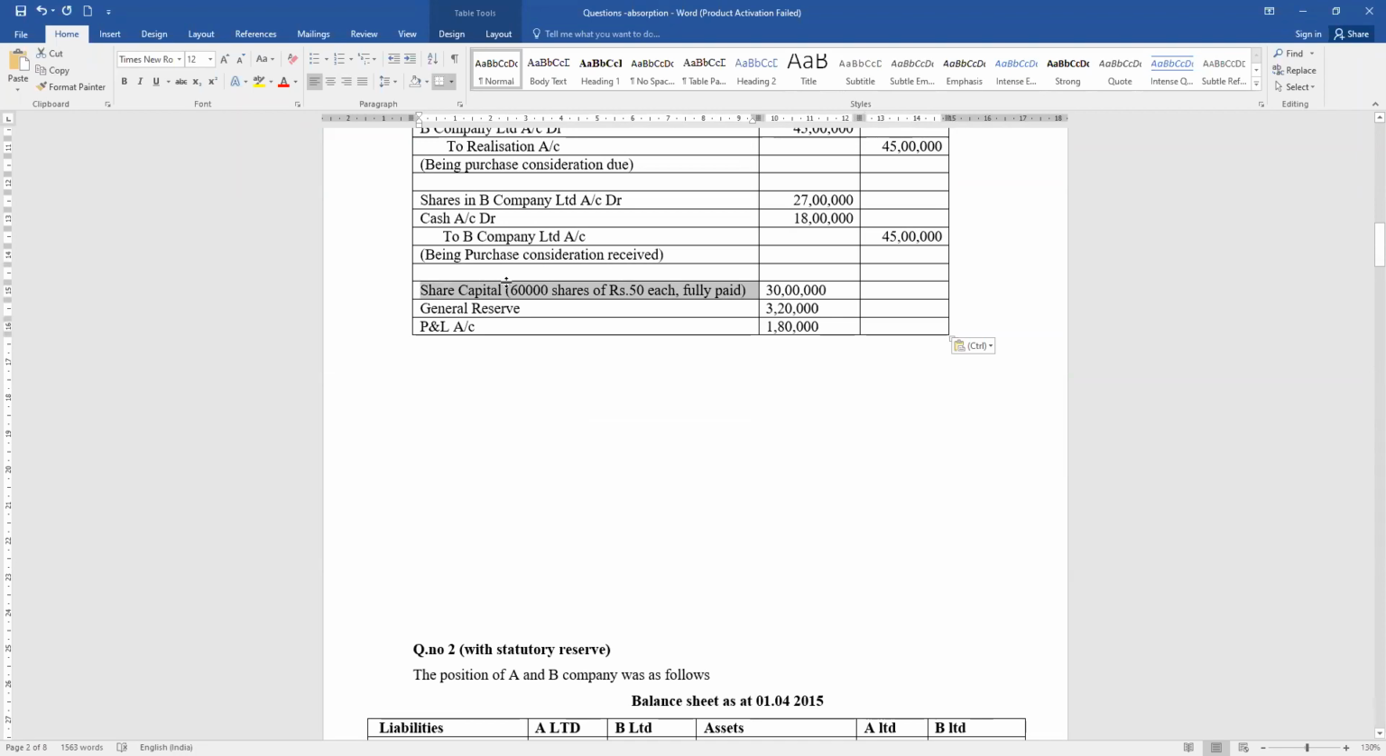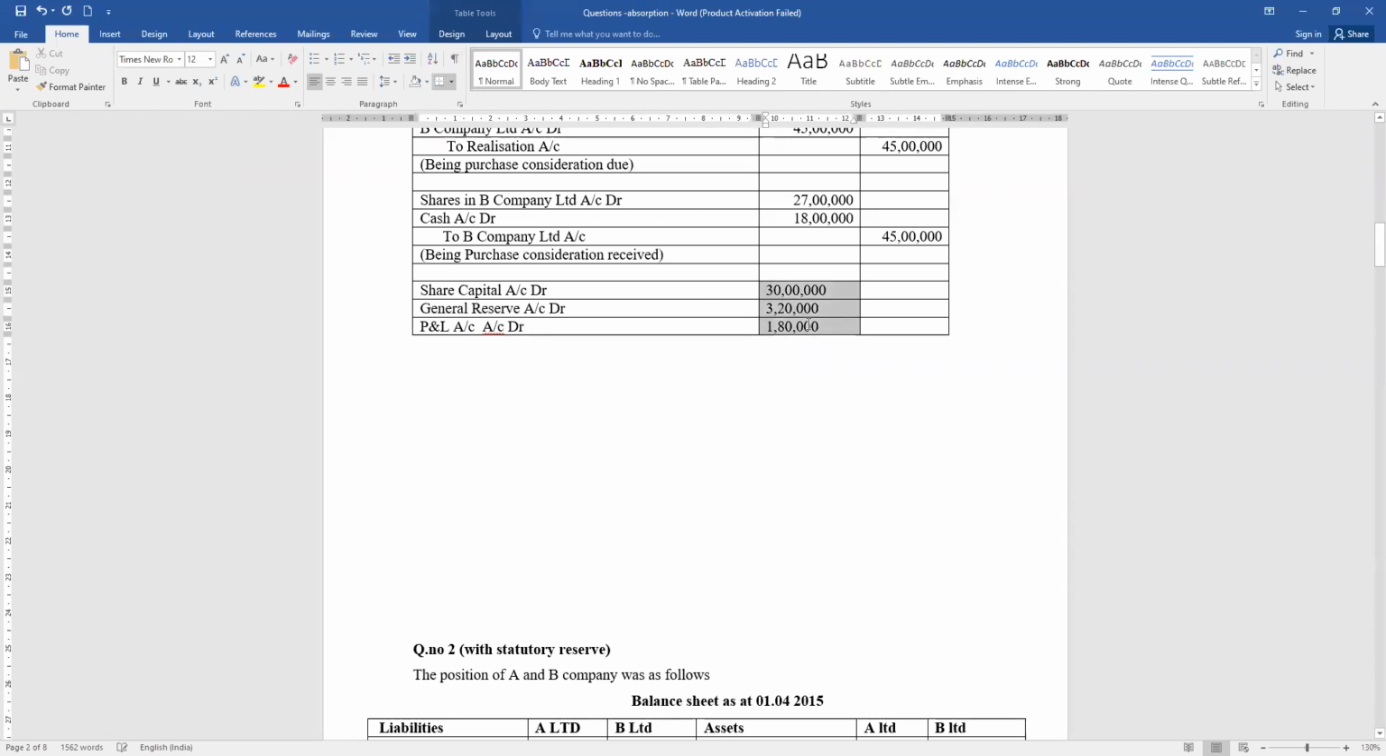So here, the first one is share capital account. Usually share capital will be on the credit side. Now you are going to cancel it. That's why it is coming on the debit side. Share capital account debit 30 lakhs. General reserve account debit 3 lakhs 20,000. And then P&L account debit 1 lakh 80,000.